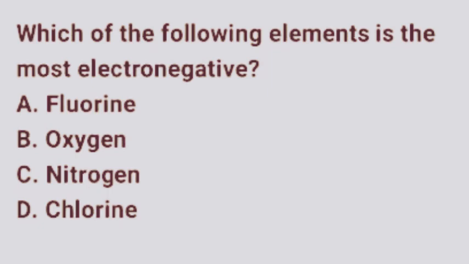Oxygen and chlorine are highly electronegative, but less than fluorine. Don't forget the correct option here is fluorine. It is the most electronegative element in the periodic table.